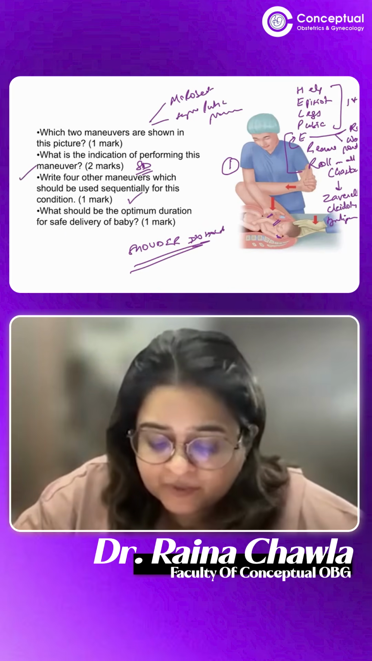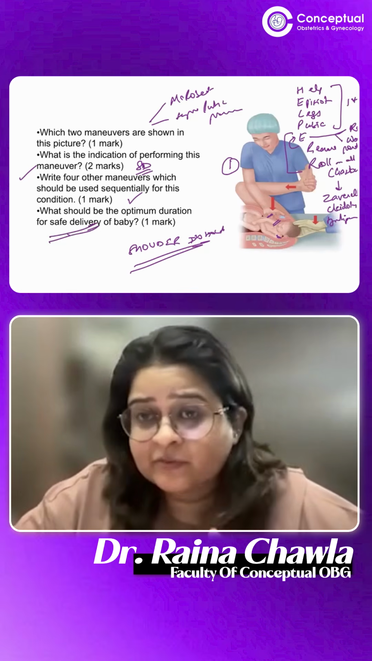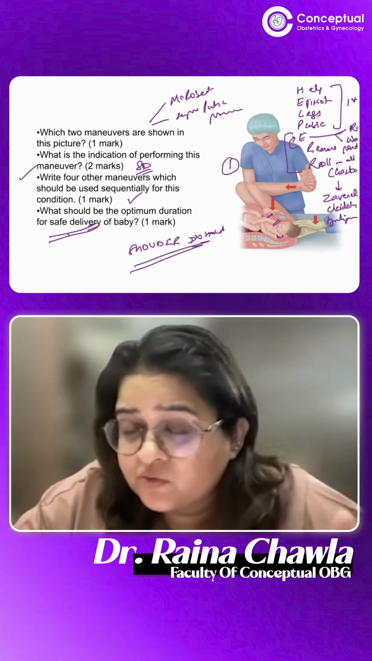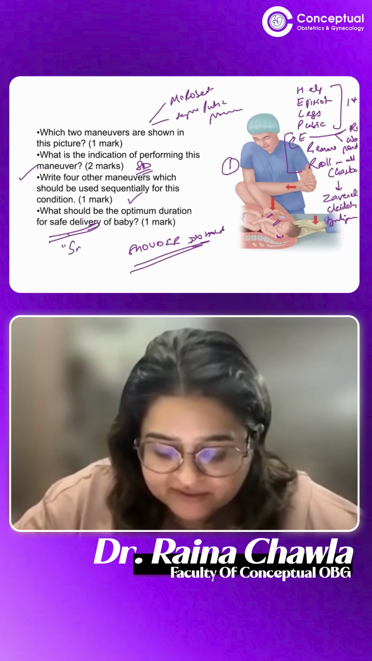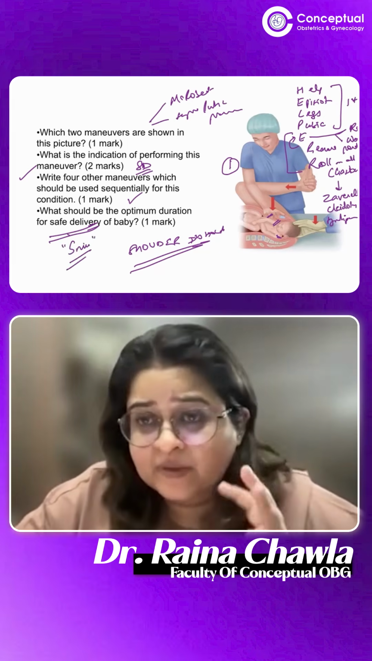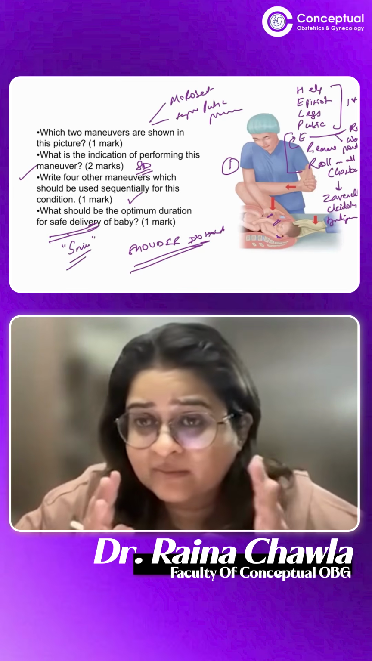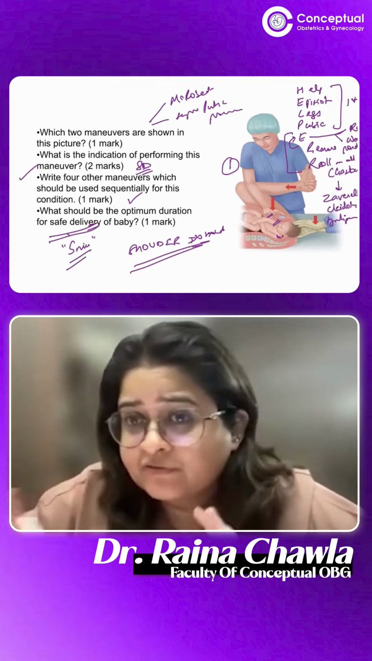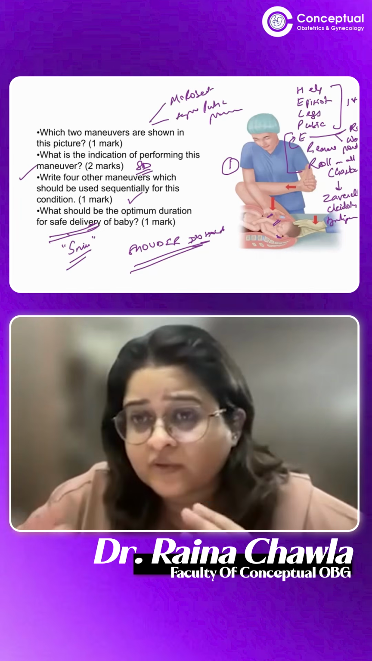What should be the optimum duration for safe delivery of the baby? For safe delivery of the baby, remember this is the same for shoulder dystocia and for after-coming head of breech also: 5 minutes. After 5 minutes, hypoxia is going to set in and this baby can be born hypoxic. So it's very important that every maneuver that you try should be for 15-20 seconds. If not delivering, move on. Don't wait beyond that.